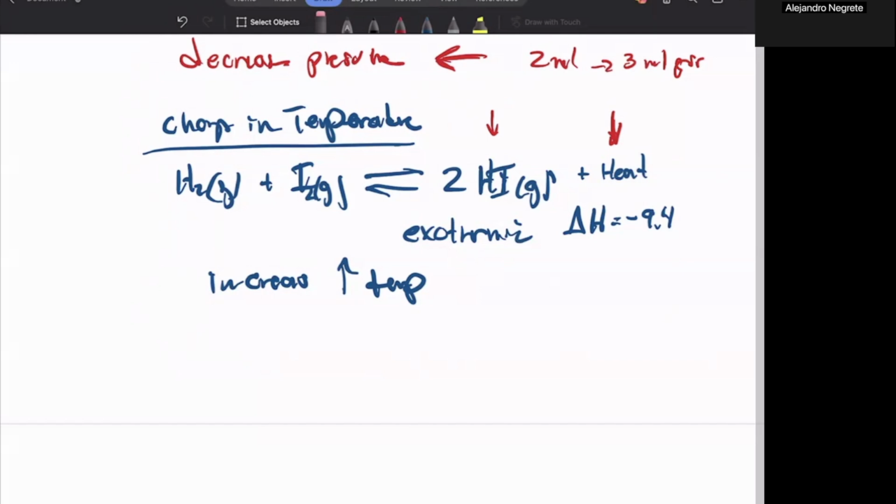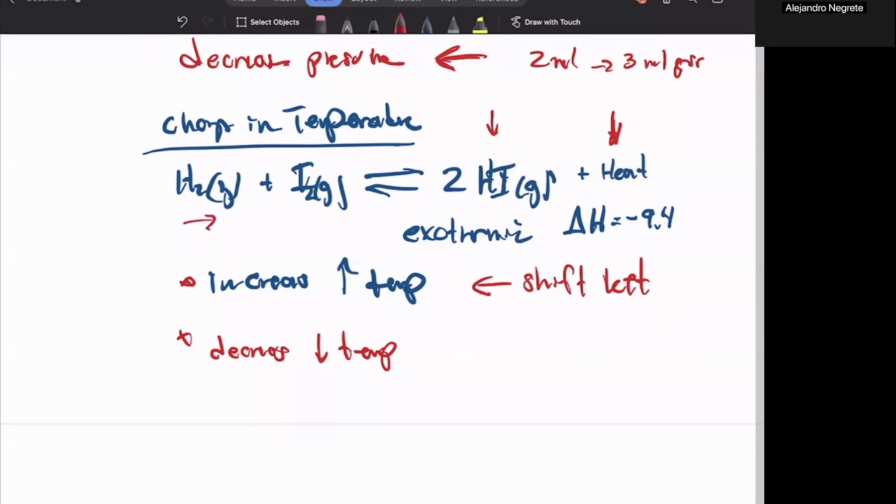If we're going to be adding more heat, then we are going to shift this particular reaction to the left, right? Decreasing temperature, right? If I'm going to decrease the temperature, then we're going to be shifting that to the right. So here, this is going to shift to the right.